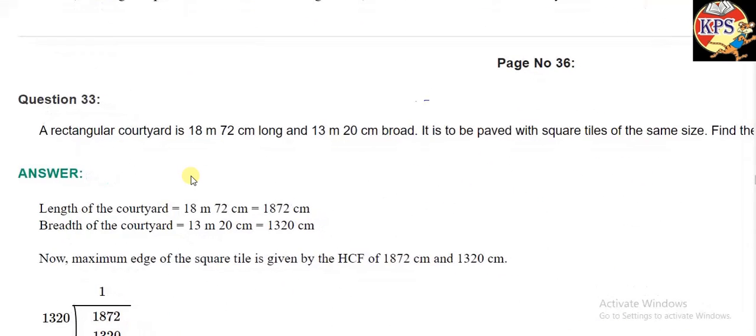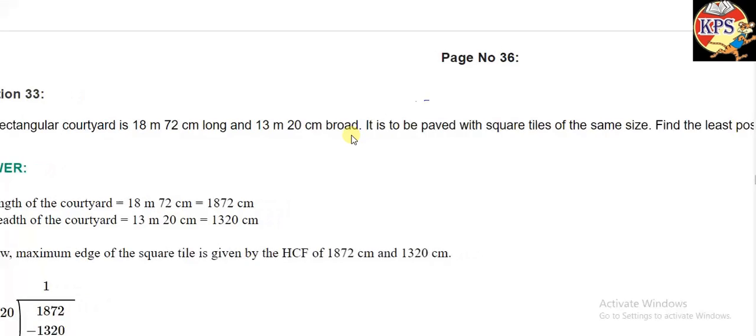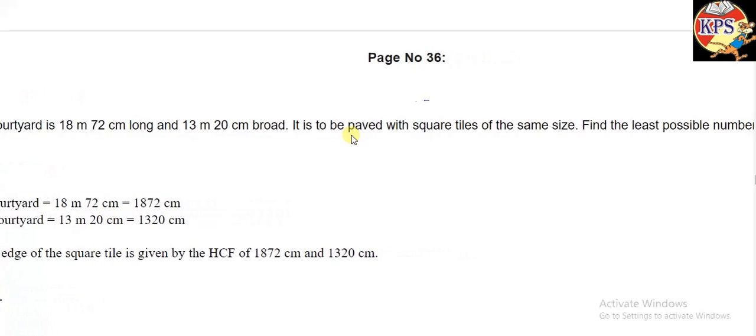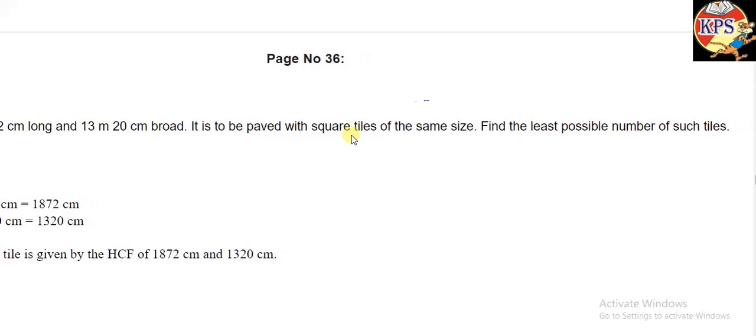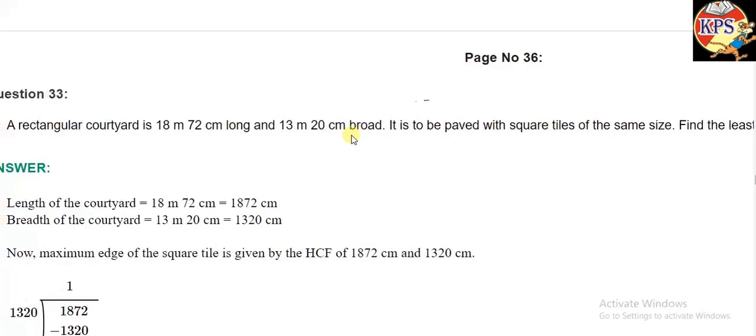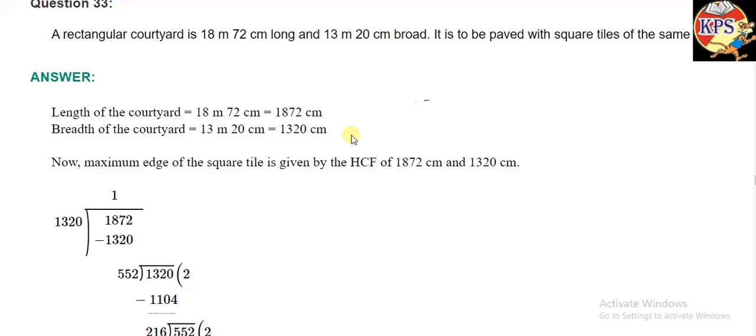In question number 33, a rectangular courtyard is 18 meter 72 centimeter long and 13 meter 20 centimeter broad. It is to be paved with square tiles of the same size. Find the least possible number of such tiles. Because the length and the breadth are given, you have to find out how many square tiles we need to fill the courtyard.